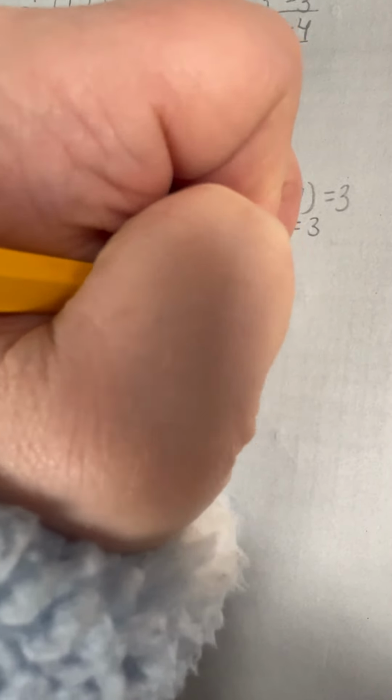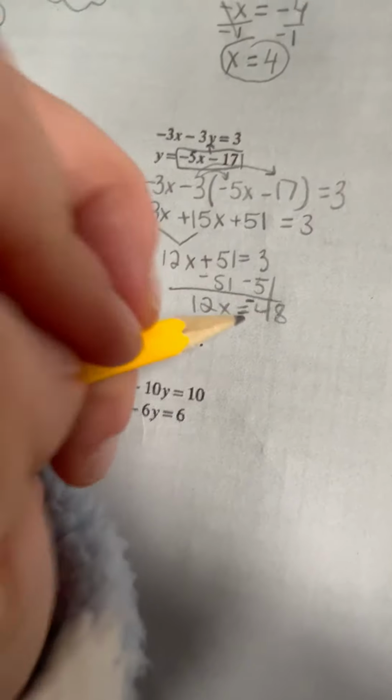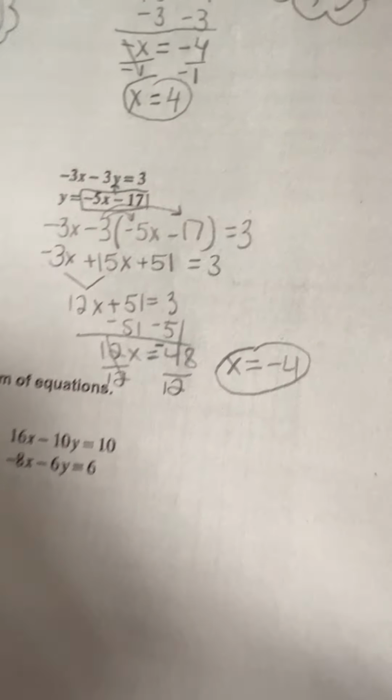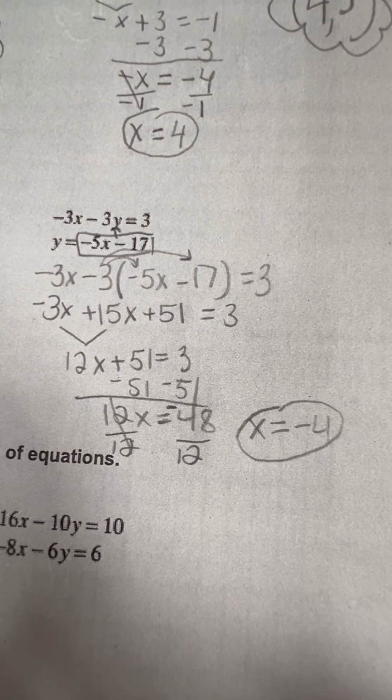12x is equal to negative 48. And then my last step, divide both sides by 12, so I get x by itself. And your x is going to end up being negative 4. So I did get that one completed.